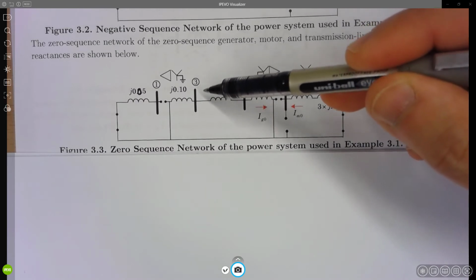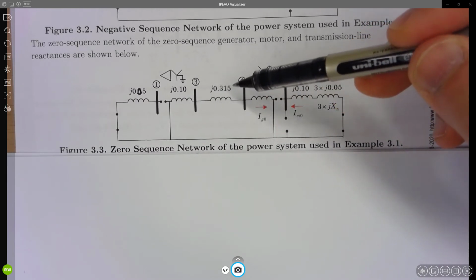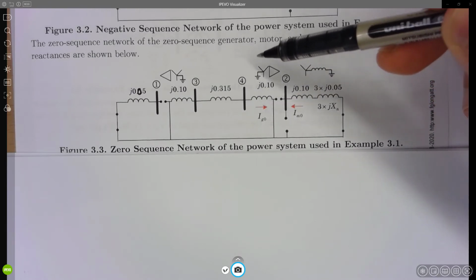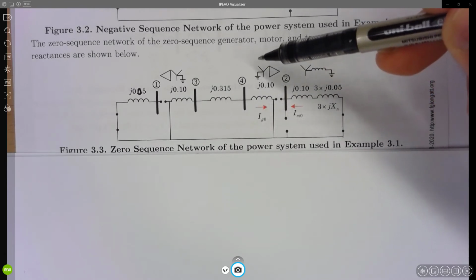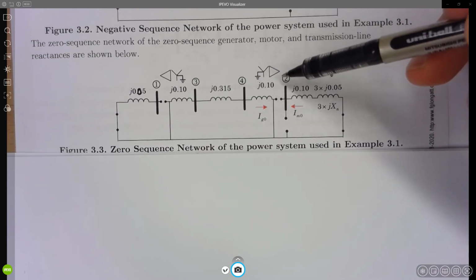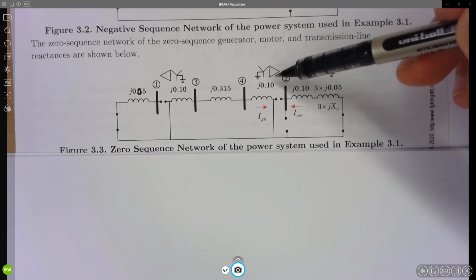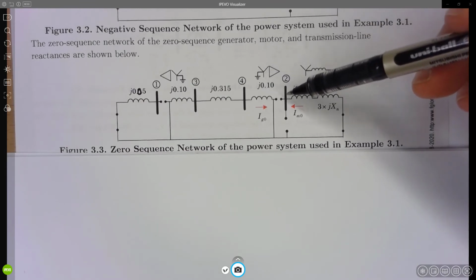Lines, we are using the zero sequence impedance of this line, everything fine here. And then we have a step down transformer, but in this case, we have star connected on the high voltage side, delta connected on the low voltage side, okay?